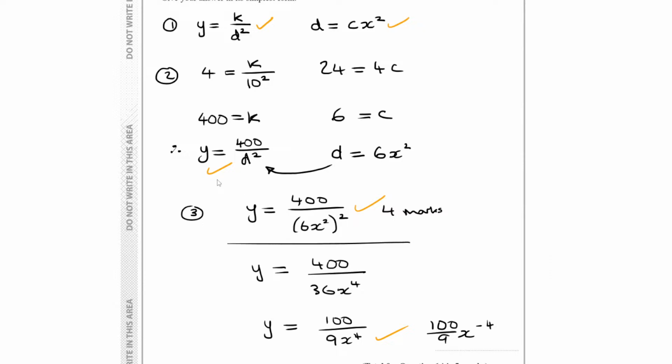This is why I always rewrite the equation at the end here. Once I've worked out k, I always rewrite it just so I can see exactly what I'm working with. Yeah, it's annoying because you would have got there otherwise.